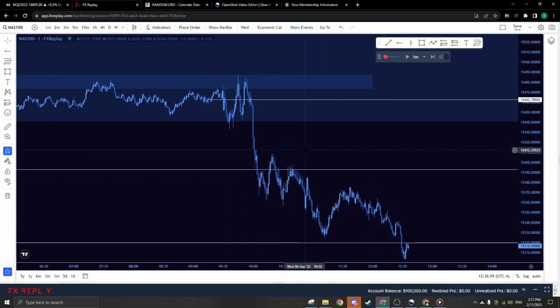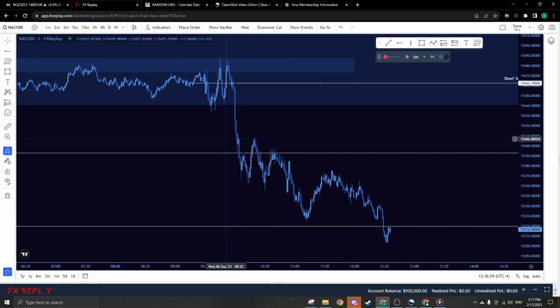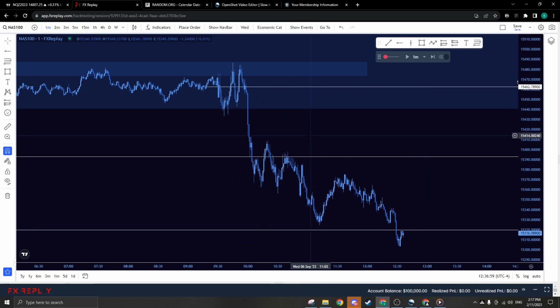So yeah, played out pretty nicely. Our draw was anticipated correctly. But yeah, that's essentially how I perform top-down analysis, from the weekly all the way down to the 15-minute and lower.